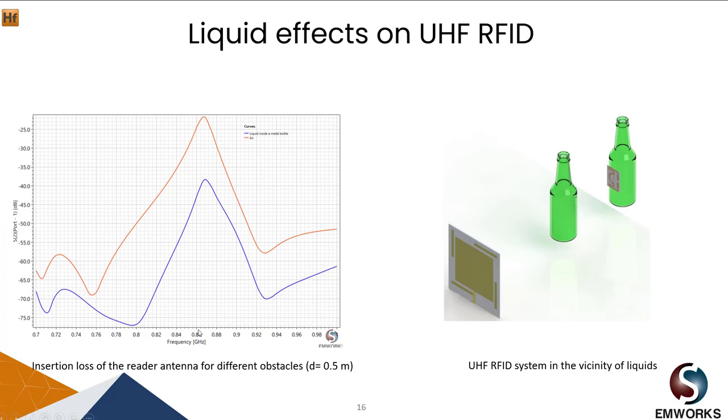On the left hand side, you can clearly see that both the liquid and the metal have an effect on the insertion loss. We can see now the received power is significantly reduced due to the absorption from the liquid, but still the tag antenna received enough power, which is sufficient to turn on the chip. So we can see that our antenna is still functioning even when it's placed near liquids.